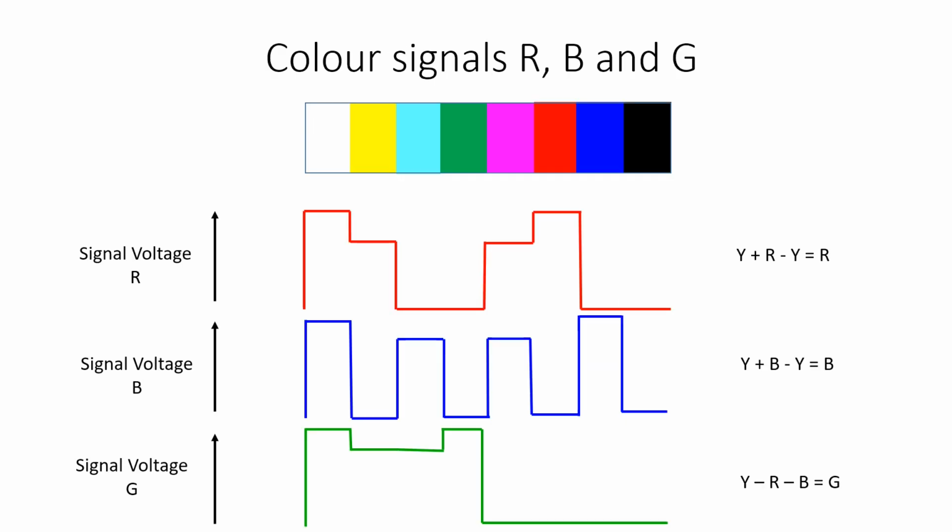Finally, we explained that green is obtained by subtracting R and B from Y. So you can see that the R, G and B signals for the colour bars are shown from white to yellow, to cyan to green, to magenta to red, to blue and finally to black. In digital TV, the 3 signals, luminance Y, and the 2 colour signals R-Y and B-Y, are converted into 3 digital data streams before compression, encoding and subsequent transmission.